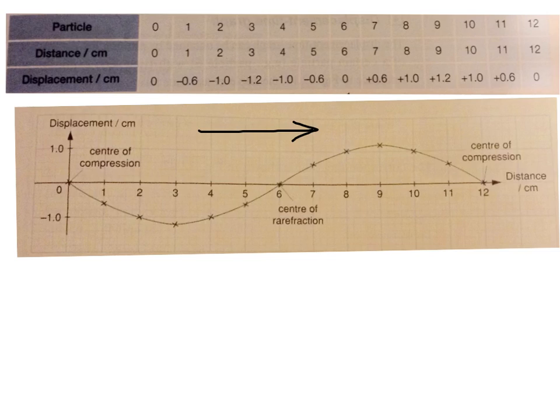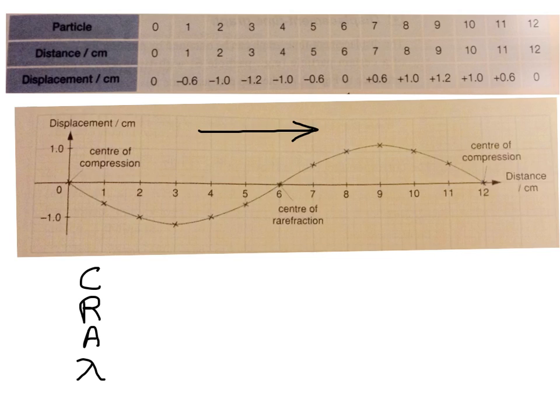Let's look at this example. The graph shows the displacement-distance graph of a longitudinal wave that is traveling to the right at a certain time instant for particles from 0 to 12. Can you find which particles are at the centers of compressions and rarefactions? And can you find the amplitude and wavelength of the wave?